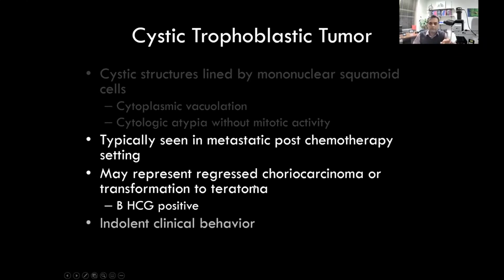So the key element to understand about the cystic trophoblastic tumor is to diagnose it correctly. Because it has indolent clinical behavior, it essentially behaves like a mature teratoma in the setting of a post-chemotherapy lymph node resection, meaning this patient does not require any additional chemotherapy if you find just this or a teratoma in the lymph node.